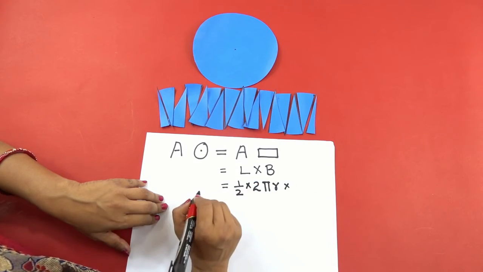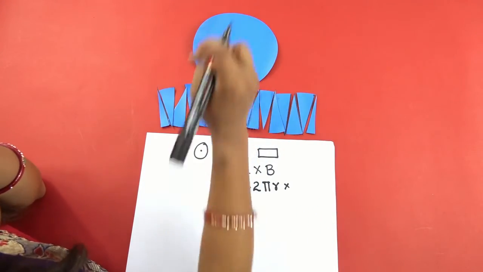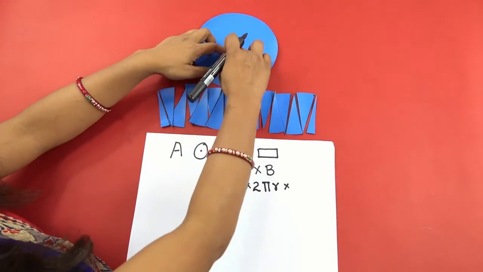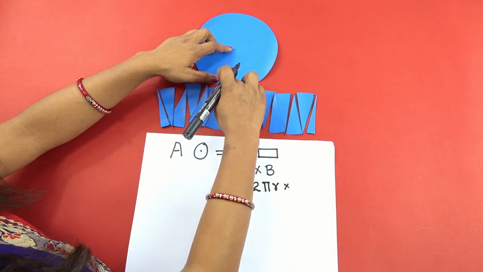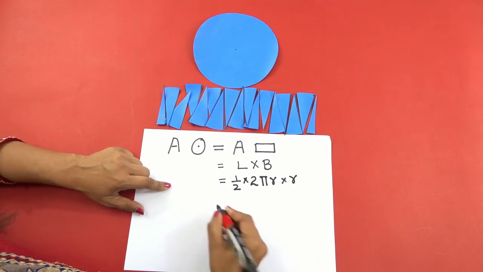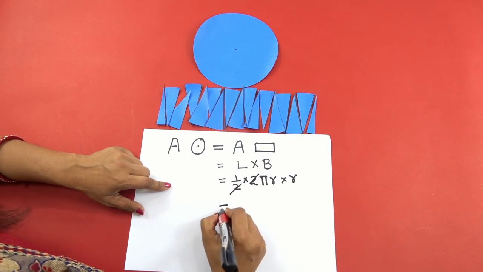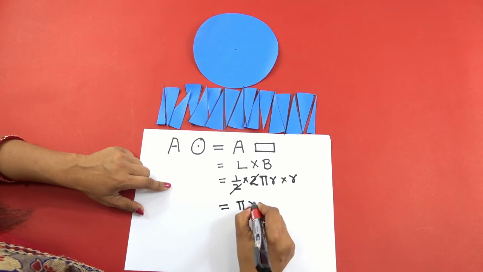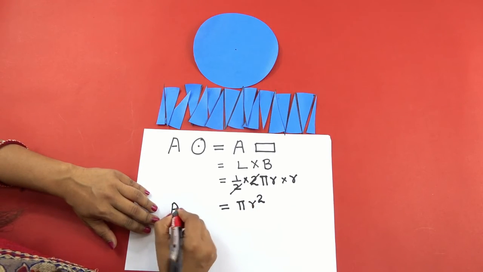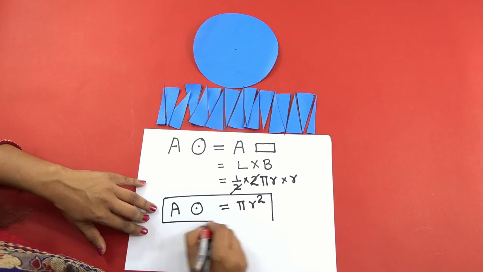Now, breadth. What is the breadth of this rectangle made up of in respect to the circle? It is nothing but the radius. Yes, so the breadth is the radius. So if we calculate this further, this 2 will cancel out and we will get pi r square. Yay! We have proved that the area of the circle is pi r square.